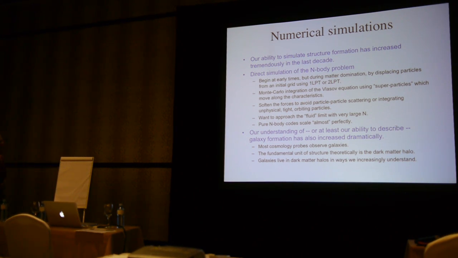At the same time as all this has been happening, our understanding of, or to be more precise, our ability to describe galaxy formation has also taken fairly large leaps. Most of cosmology is really based on observing galaxies, right, in one wave band or another. But as we'll see, the fundamental unit of structure theoretically in all of these simulations will be the dark matter halo. And so in order to make any connection at all between observations and what we're actually computing, you need to work out how galaxies live in dark matter halos. And we increasingly understand that connection due in part to these simulations, in part to theoretical developments, but largely due to the fact that we now have extraordinarily large galaxy redshift surveys.